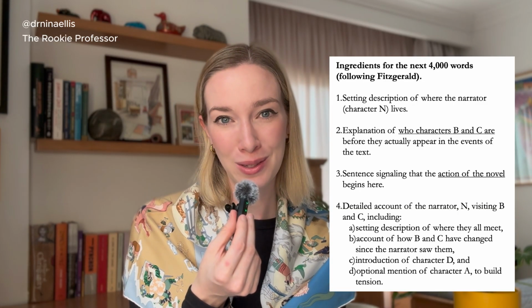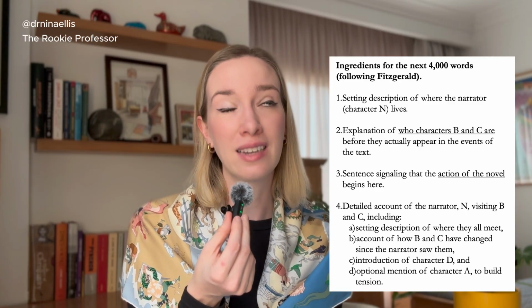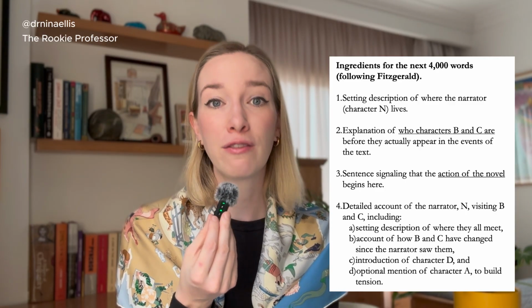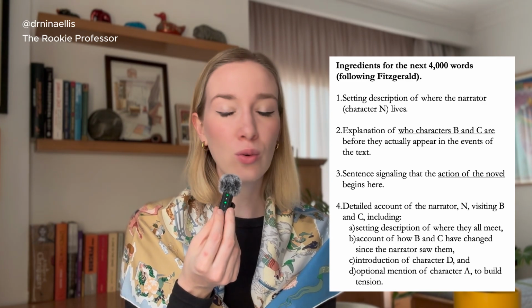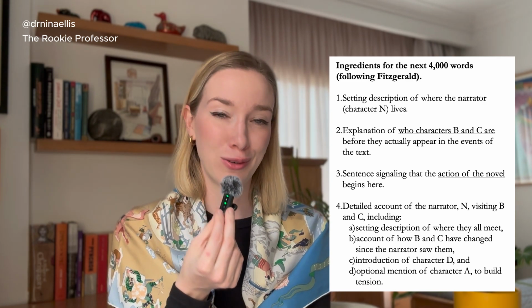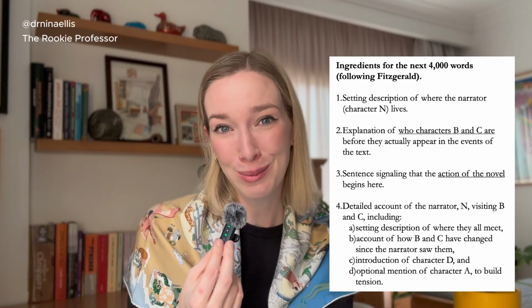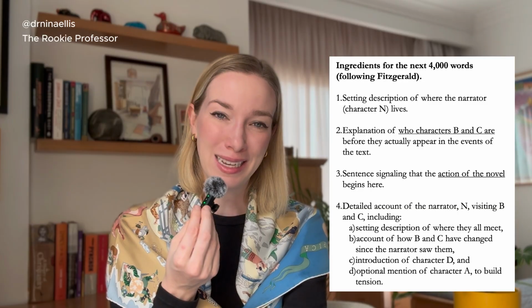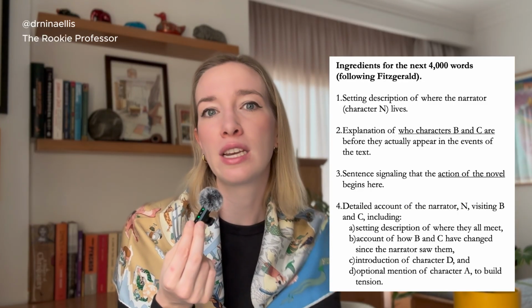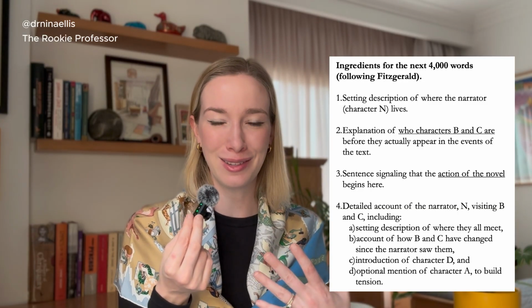So after you label those sections, your work over the weekend, and I realize this is a big ask, is to write 4,000 words by hand. And in those 4,000 words, you need to include all the elements that you've just labeled in Fitzgerald's text. You have the setting description of where the narrator lives now. You have the narrator's introduction of characters B and C and who they are before they actually appear physically in the events of the text.